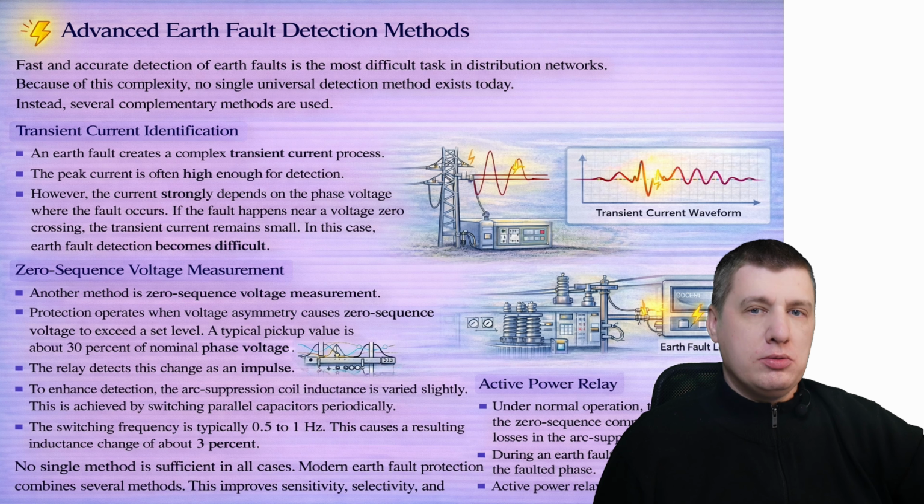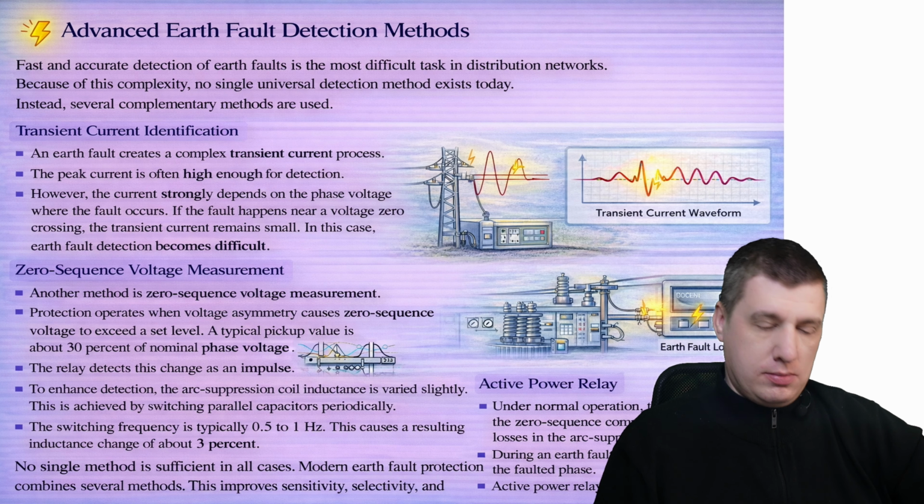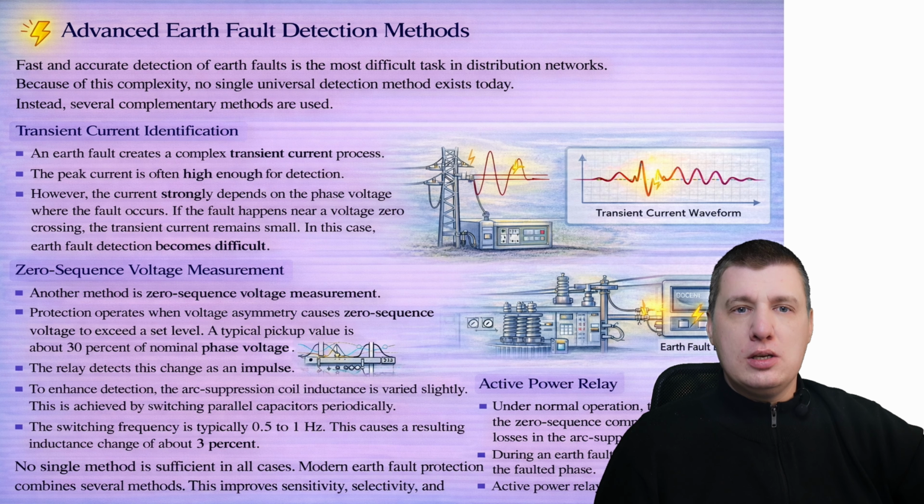Fast and accurate detection of air faults is the most difficult task in distribution networks. Because of this complexity, no single universal detection method exists today. Instead, several complementary methods are used. Transient current identification. An air fault creates a complex transient current process. The peak current is often high enough for detection.